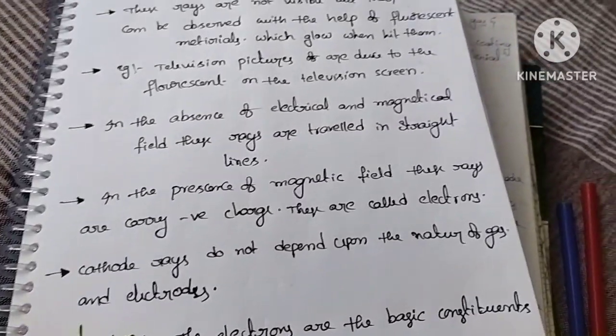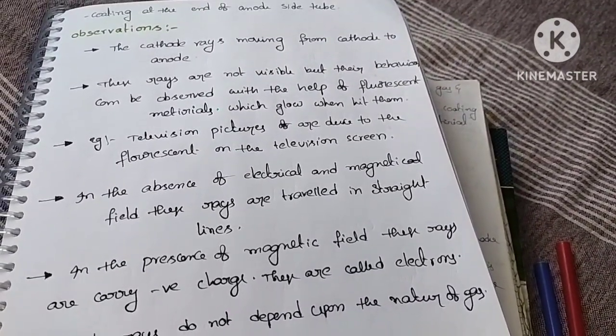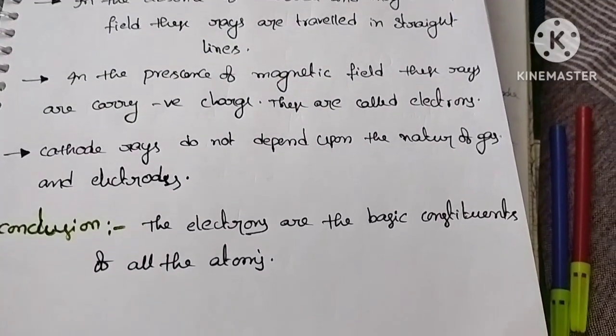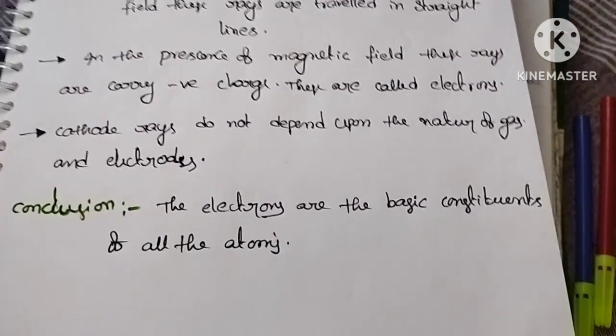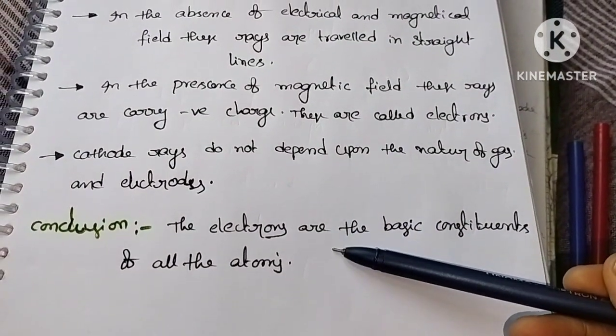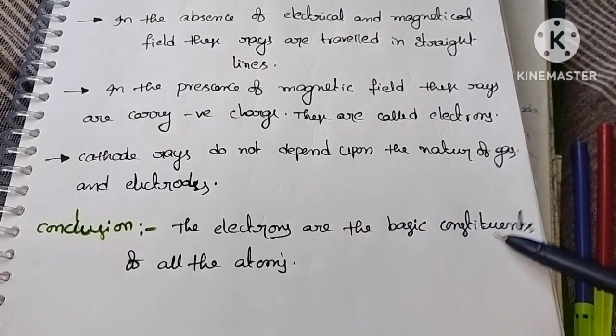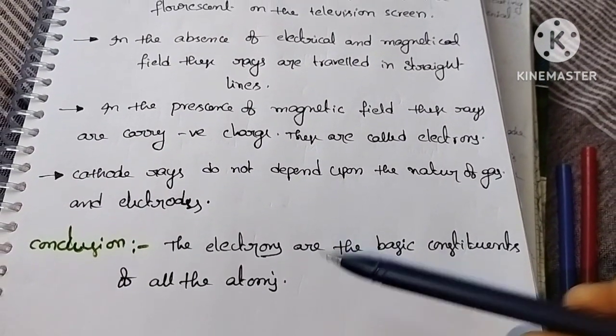Finally, by observing these points, J.J. Thomson concluded that electrons are the basic constituents of atoms. So, this is the discovery of electrons.